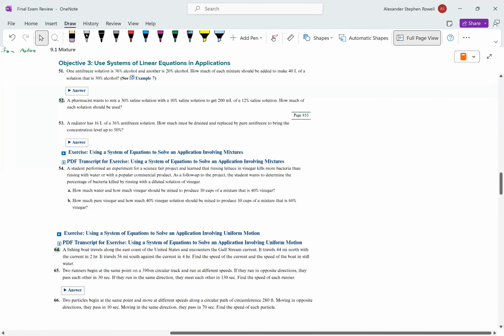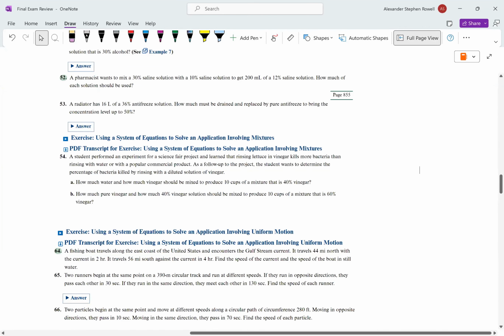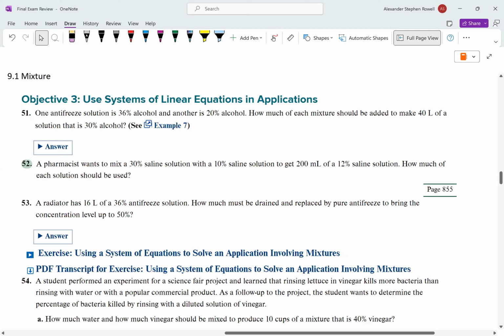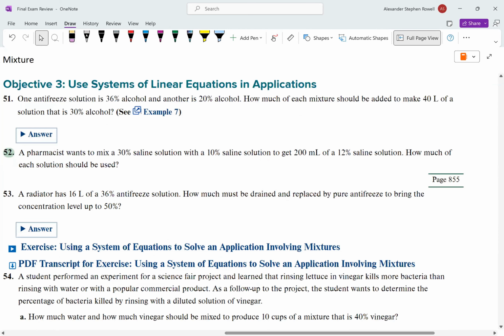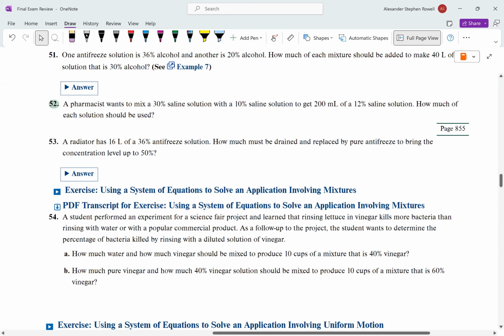which type do you want to try? A mixture problem or uniform motion? Mixture, okay. Do you have a preference? 51, 52, 53? 53, okay. So a radiator has 16 liters of a 36% antifreeze solution. How much must be drained and replaced by pure antifreeze to bring the concentration level up to 50%?